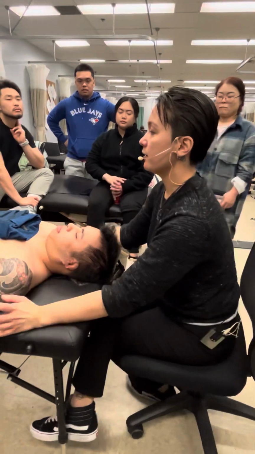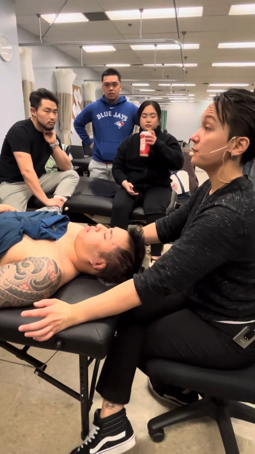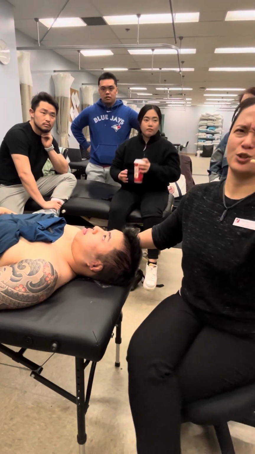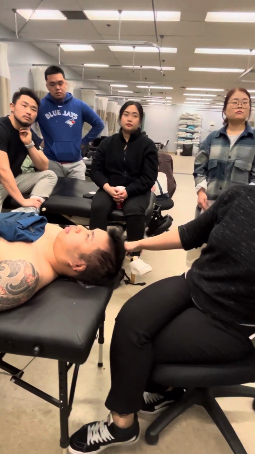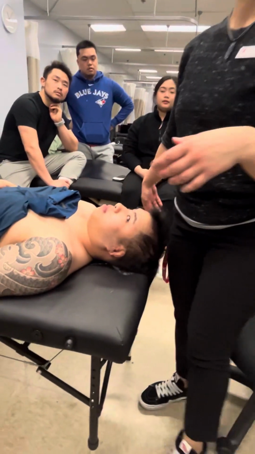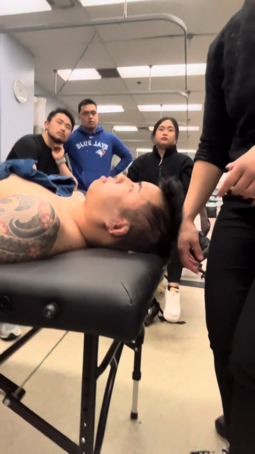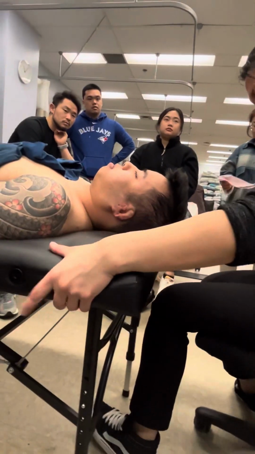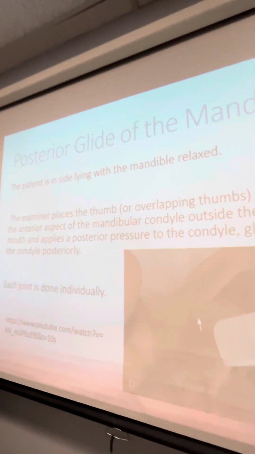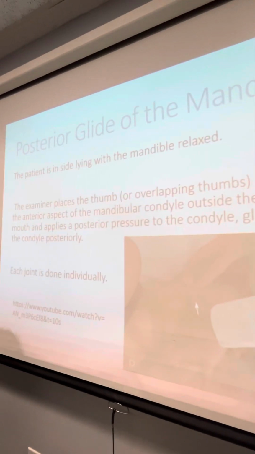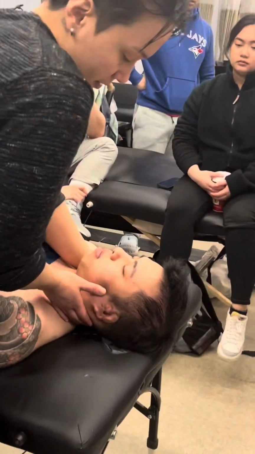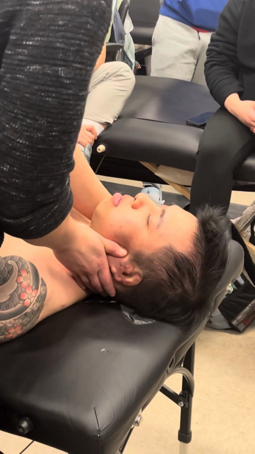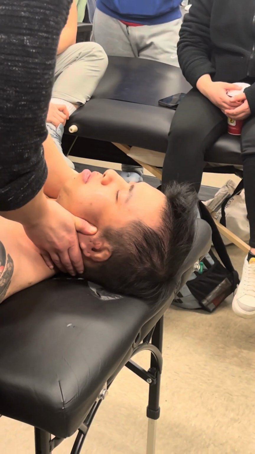All right. So Byron, we're going to be moving on to the mobilizations component. For this, let's do posterior glide first, and then I'll show you the way McGee does anterior glide. So for a posterior glide, you actually need to landmark on the actual condyle. And that's what makes this one uncomfortable, because we are doing a direct joint mobilization. You're going to have to hook your thumb on the condyle of their jaw, of their mandible. And for this one, it is a posterior glide of that joint.